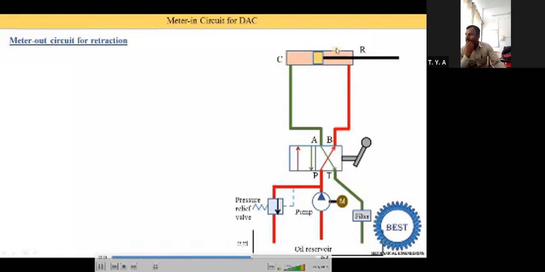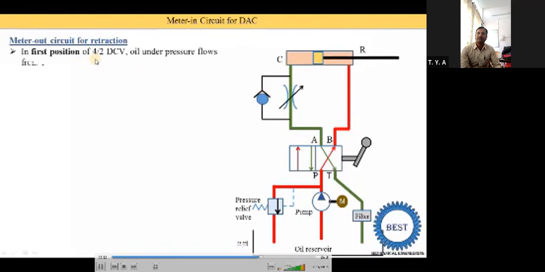So we need to provide the flow control valve on the outlet, according to the name, that is the meter out. So we provide it at the outlet of the retraction stroke. This is the inlet for retraction, this is the outlet for the retraction, that's why we provide the flow control valve here. And we install the check valves at the inlet and outlet of the flow control valves.